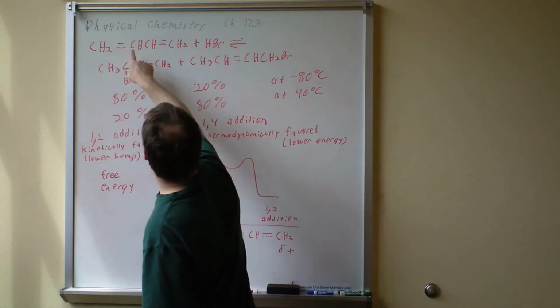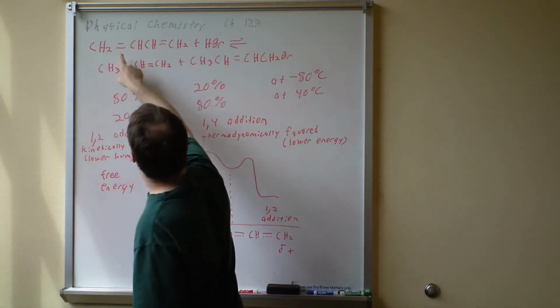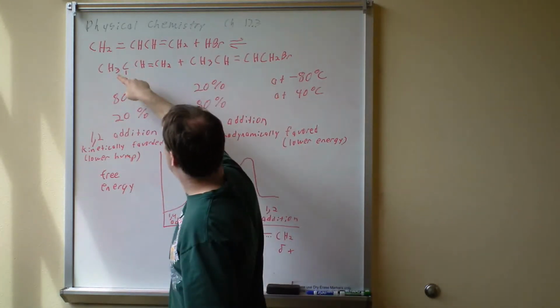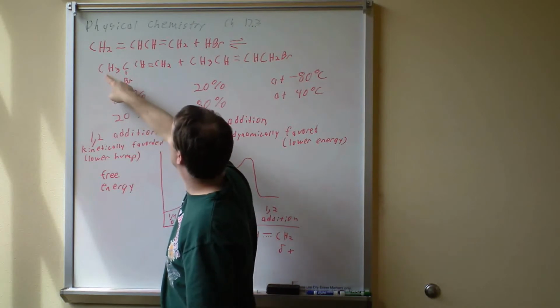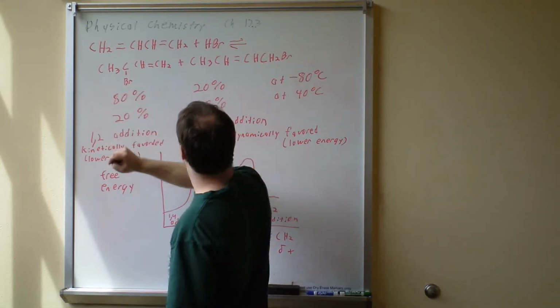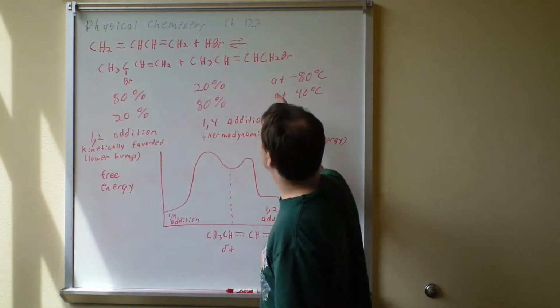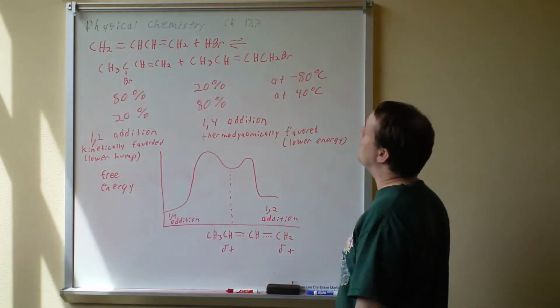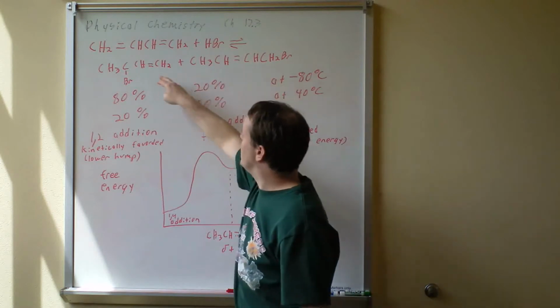Let's say we have this reaction here. We have a diene, and we're going to add HBr. So on one hand, we're going to have 1,2 addition because the hydrogen is going to go here and the bromine is going to go right here. On the other hand, we're going to have 1,4 addition because the hydrogen is going to go over here and the bromine is going to go way over here. So these are isomers of each other.